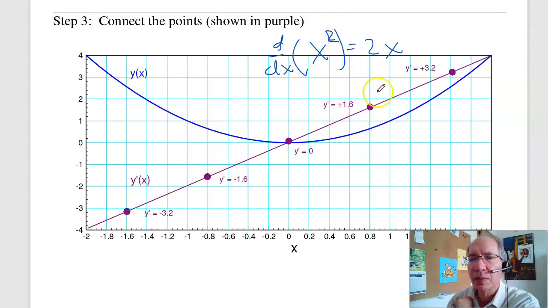And that's kind of what we're seeing here. This is a straight line, passes through the origin, and the slope of the line is 2. As you go to the right by 1, I go up 2.